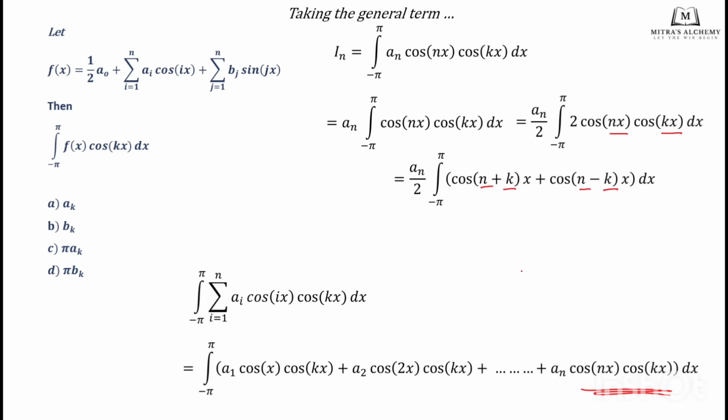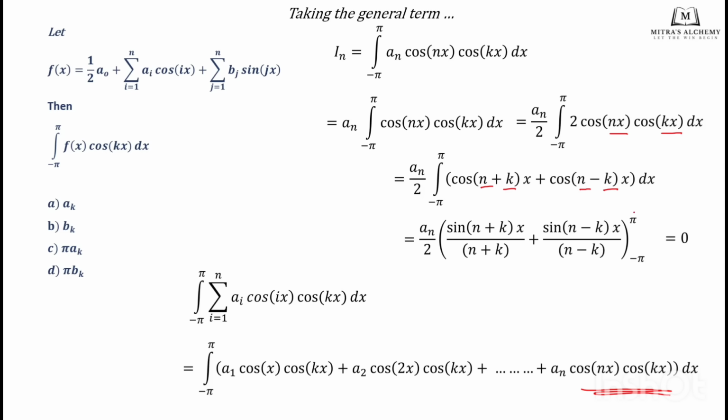So this I integrate separately to finally get a_n by 2 times [sin((n plus k)x) by (n plus k) plus sin((n minus k)x) by (n minus k)]. Fine. So now I plug in the limits and it again goes to 0. But the question is, does it always become 0? No, it only becomes 0 when n is not equal to k. Now what happens when n is equal to k?